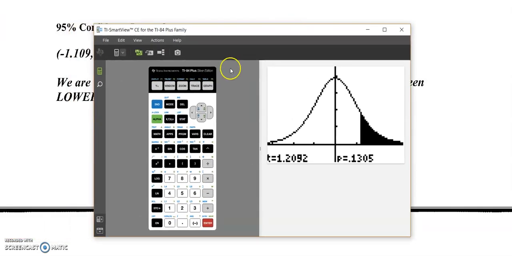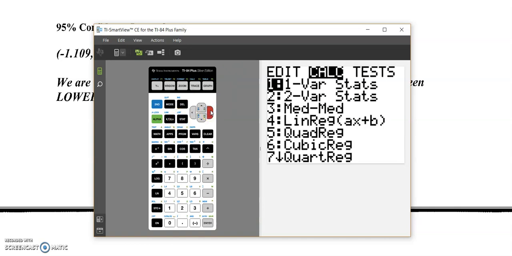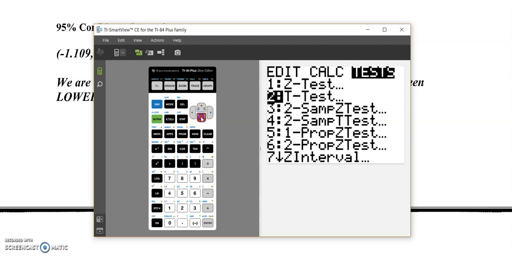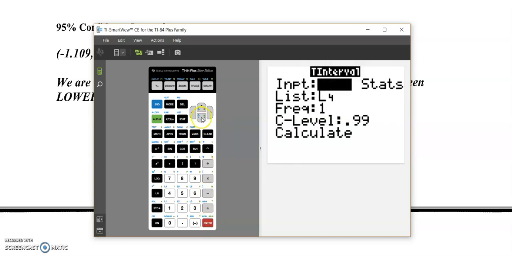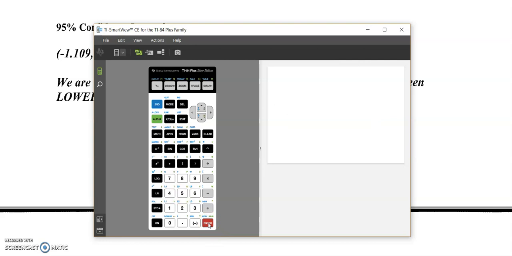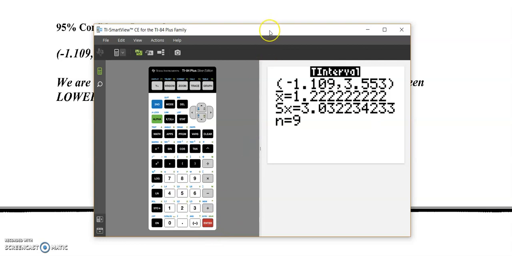So in the calculator, since we did a t-test, we're going to do a t-interval. So we go stat, to the right for test. We go down, down, down, down, down to number 8, which is t-interval. It is data. List 4, frequency, we leave at 1. We're going to change the C level to 95, or make sure that it says 0.95. Push enter on top of calculate. The calculator gives negative 1.0109, comma 3.553, very close to what we got.